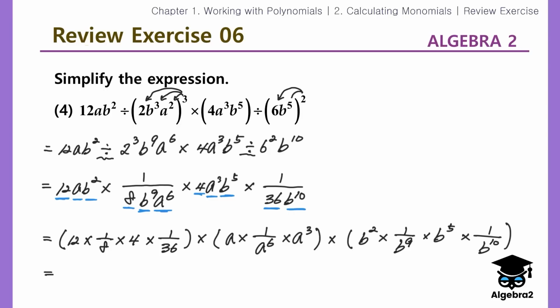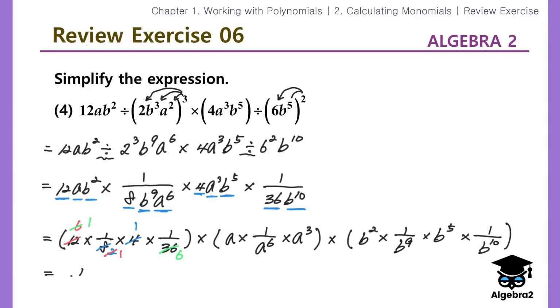So simplify these numbers. 4 times 1, 4 times 2. Again, 2 times 1, 2 times 6. Again, 6 times 1, 6 times 6. So we only have 1 over 6, right? That's it, right?